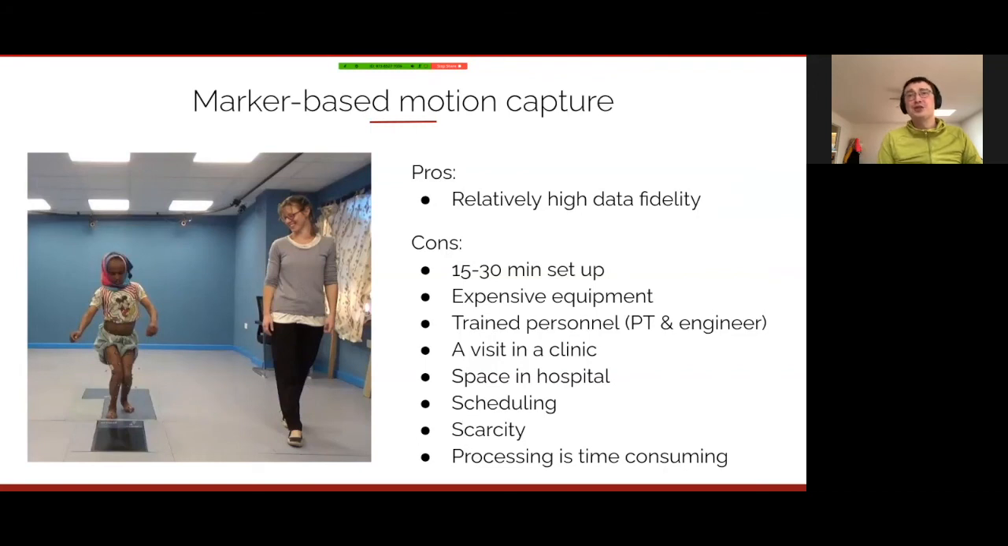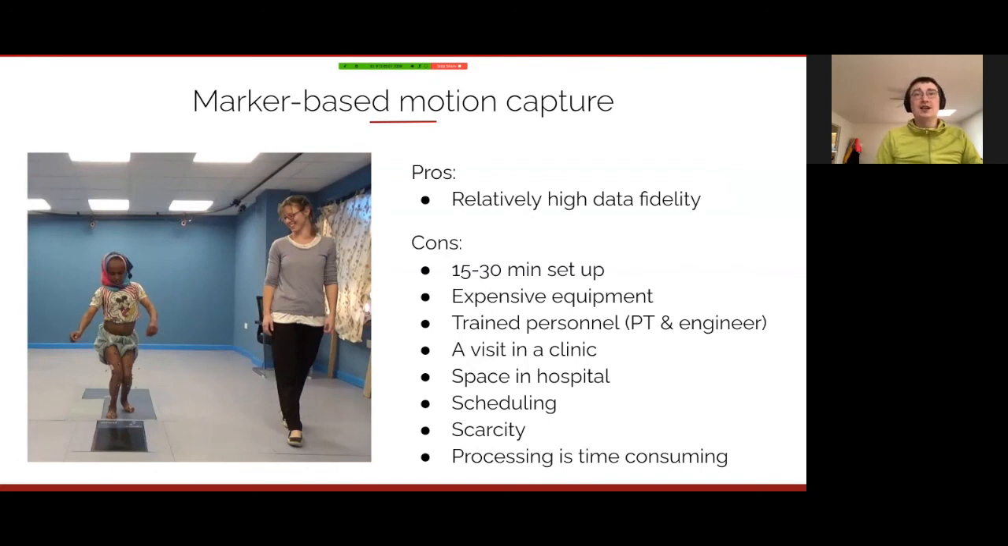You need trained personnel. You need a physical therapist. You need an engineer. You need medical personnel knowing how to use this quantitative data. You need a person to visit the clinic. That's kind of obvious, but since these systems are scarce in the US and definitely across the world, it's not viable for everyone to come to the clinic.